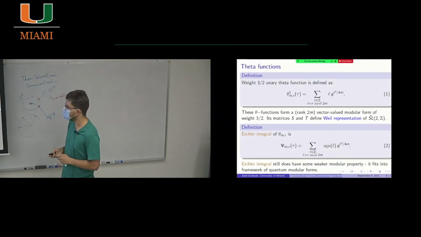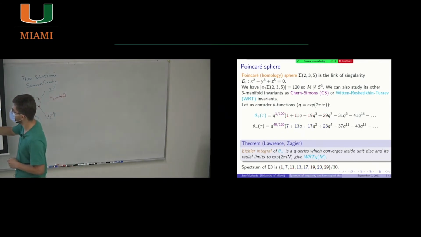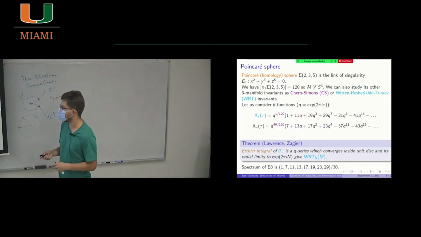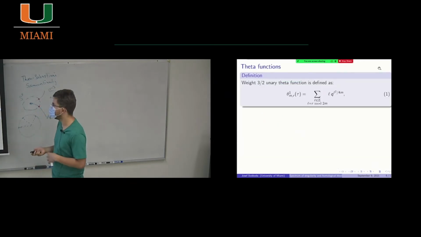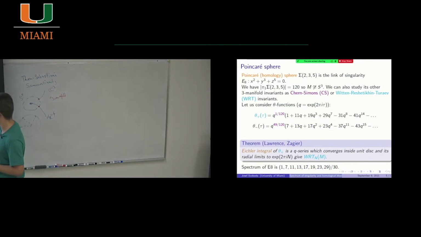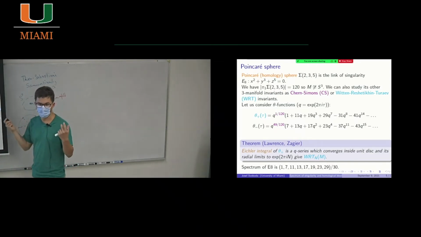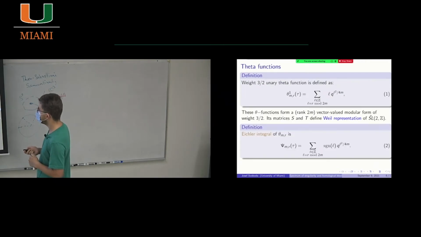So this is why I'm talking about this. Those are these theta functions, and you have to go to this Eichler integral to get these WRT invariants. So you have to trade your modular properties for weaker ones to get these invariants. And it's a good question whether, for example, this second series is also a 3-manifold invariant, or if it has some geometric meaning. So this is what we are asking here.